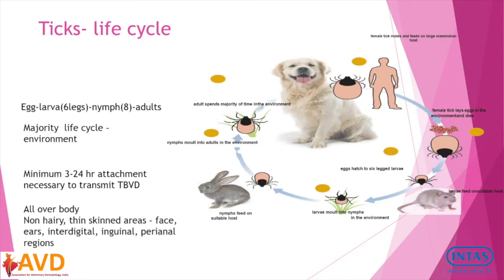So it is very important to take care of environmental control in the case of ticks, along with control on the animal. A minimum of 3 to 24 hours of attachment is necessary to transmit tick-borne diseases. And ticks can be seen all over the body, especially on non-hairy areas like the face, ears, interdigital space, and inguinal or perianal region.